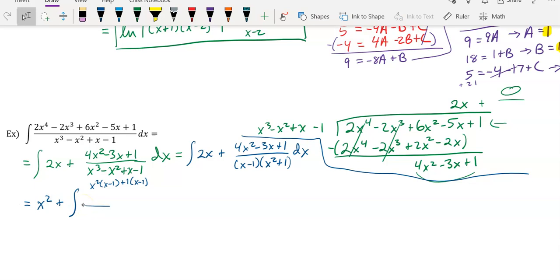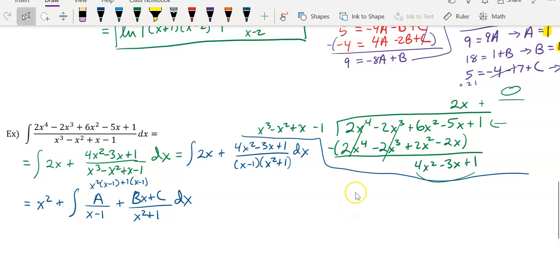So I'll have a linear term, so let's call that numerator a, over x minus 1, plus, and then since x squared plus 1 is a quadratic factor, I'm going to have a linear term on top of that. So bx plus c over x squared plus 1 dx. Okay, so that's what I'm going to do with my partial fractions.